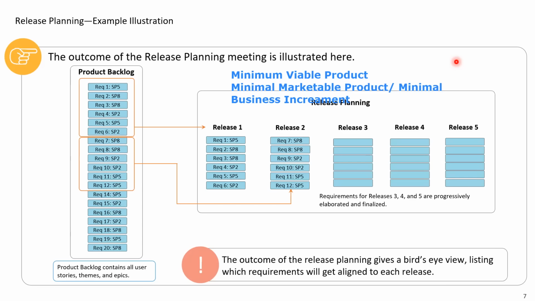Correct. The purpose of minimum viable product is to collect feedback from the relevant stakeholders, right? Whereas minimal marketable product is the official first version launched in the market. And if you do a small increment on top of it, that is a minimal business increment, right?